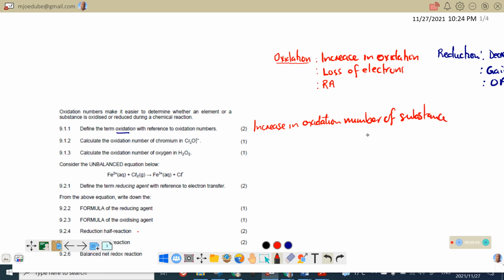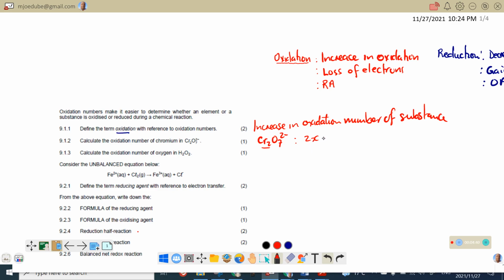And then calculate the oxidation number of chromium in dichromate. When you look at it, you look at the formula and all the substances present, and it's also important that you look at the net charge of the species. In this particular case, the net charge of the species is -2. So we are asked to calculate the oxidation number of chromium in dichromate, which we don't know.